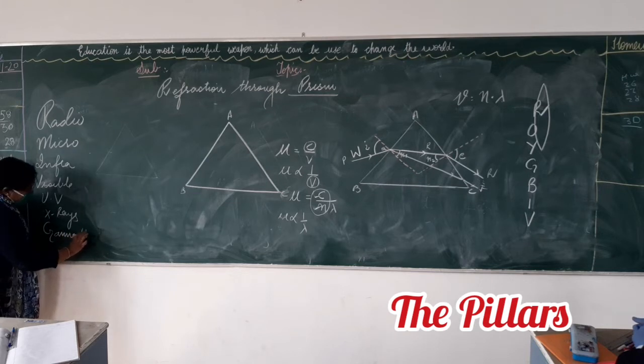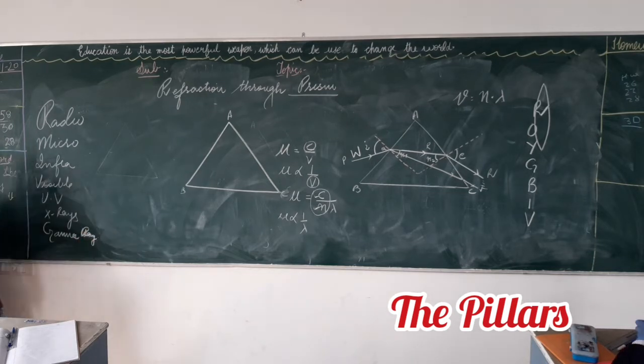Gamma waves, or gamma rays, we can call them. Now look here. This is the spectrum of electromagnetic waves. That means visible light is a part of the electromagnetic wave.